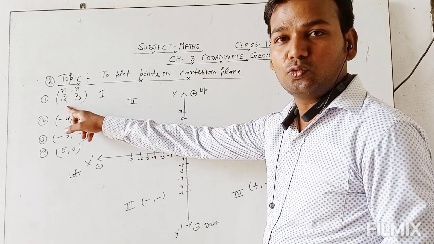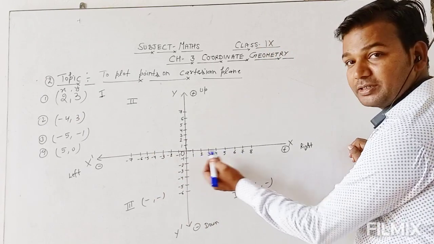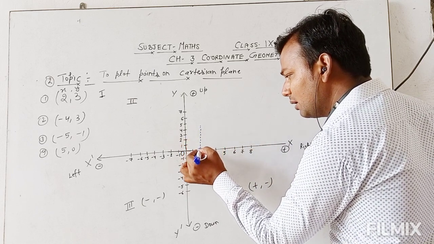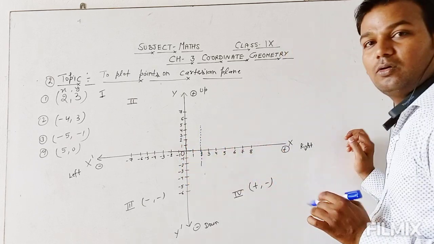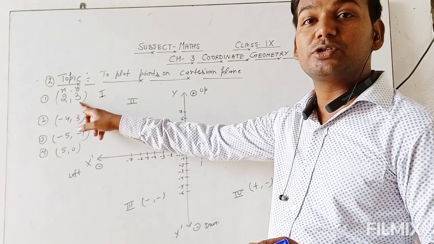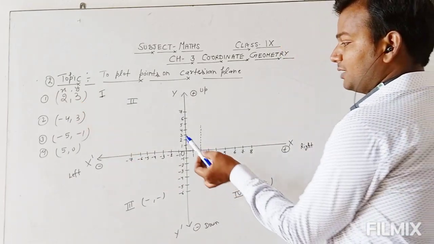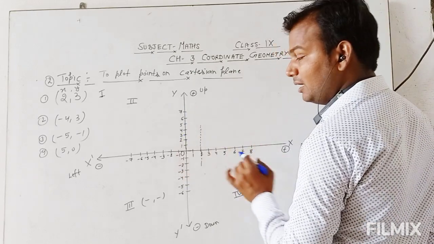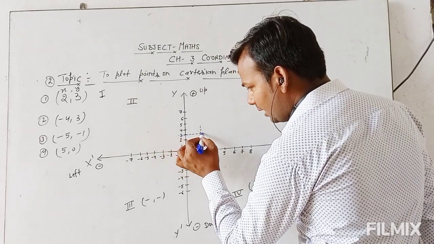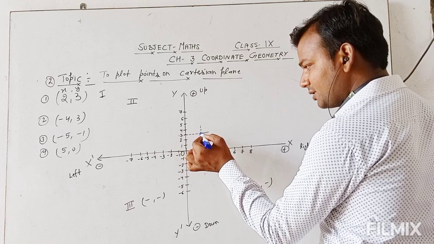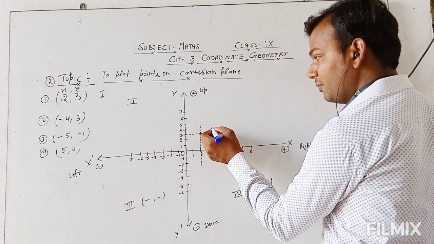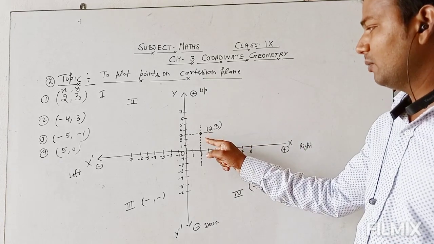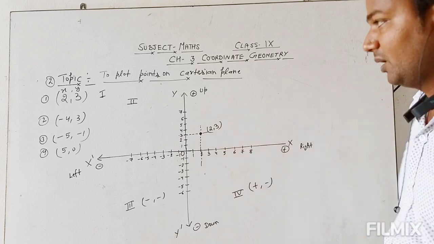So, 2 and 3. Here the x value is 2, so this is the positive direction of the x-axis: 1, 2. At 2 you will draw a perpendicular like this. And here the y coordinate is positive 3. The positive direction of y is here, so 1, 2, 3. This is your 3. Now you will draw one perpendicular like this. So this intersection point is the representation of (2, 3).